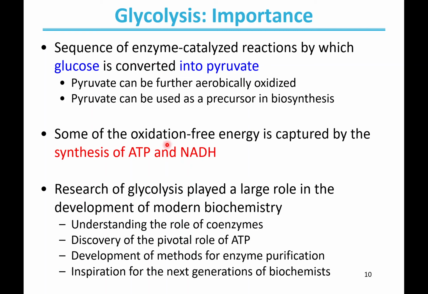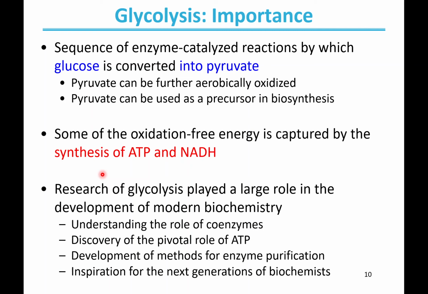Some of the oxidation free energy of glycolysis is captured by the synthesis of ATP and NADH. ATP can be used directly as cellular energy. NADH is a reduced cofactor, and it can then transfer its electrons to the electron transport chain in the mitochondria, thus generating even more ATP. We'll talk about that in chapter 19. So glycolysis can produce energy itself, and it can produce pyruvate, which then goes to produce more energy or other biomolecules.